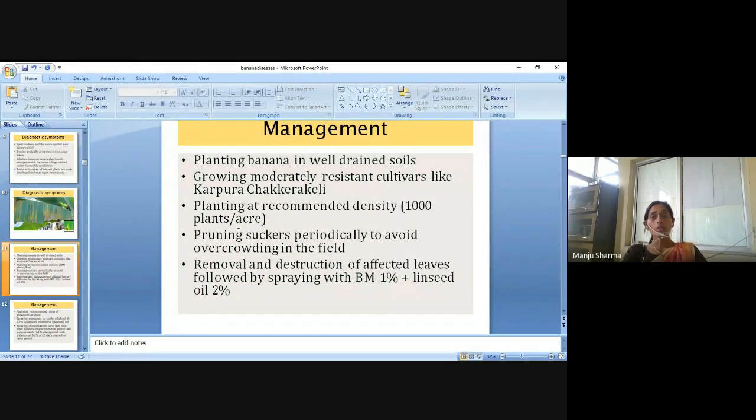Then prune suckers periodically to avoid overcrowding in the field. Then remove and destroy the affected leaves, followed by spraying with Bordeaux mixture 1% plus linseed oil 2%. So we have to prepare a mixture with the Bordeaux mixture and linseed oil, and after that we have to apply it.